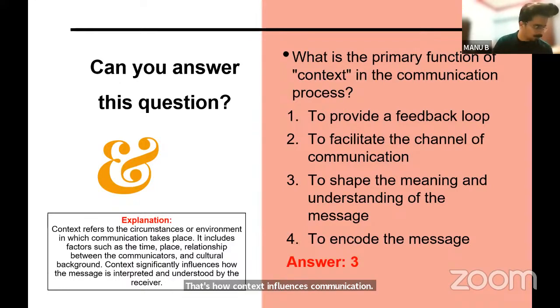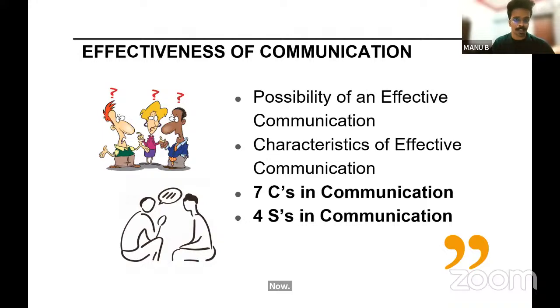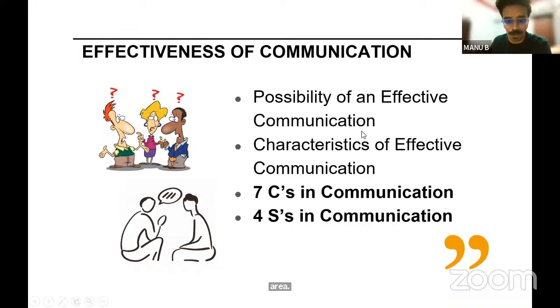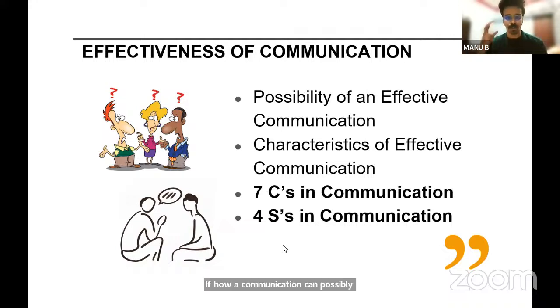Okay, now we are moving on to the next part, that is the effectiveness of communication, which is really important because the majority of the questions you can expect, okay, even if they don't take a lot from all these focus areas, surely they will ask one question from effectiveness of communication, because they can ask anything from this area. So how can a communication possibly be effective? When both of you derive a common meaning. Okay, so there should not be any kind of barriers. Both the sender and receiver should derive a common meaning, then only we can say that a communication becomes effective.